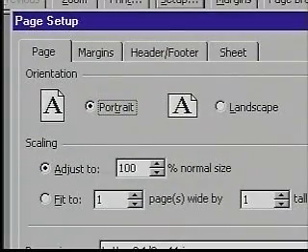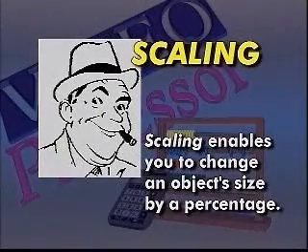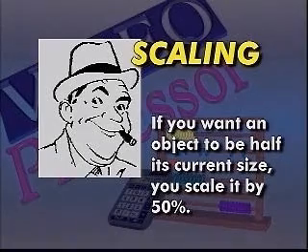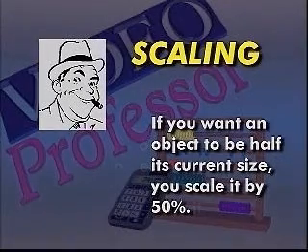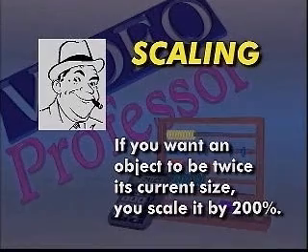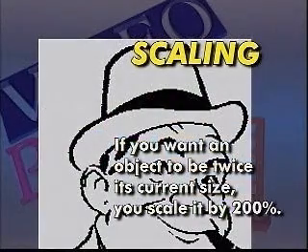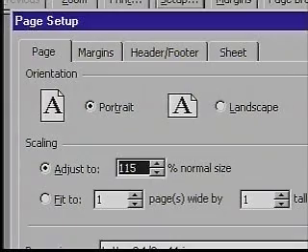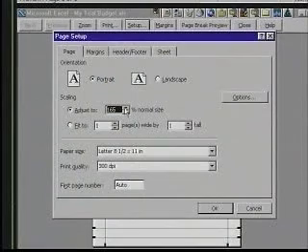Now let's see if we can't make our budget a bit bigger without changing its font size. To do that, we need to use the scaling commands. Scaling enables you to change an object's size by a percentage. If you want an object to be half its current size, for example, you scale it by 50%. If you want an object to be twice its current size, you can scale it by 200%. Suzanne, let's scale the budget 165%. Click on the Increase Increment arrow attached to the scaling entry box until 165 appears in the entry box. Click on the OK button.